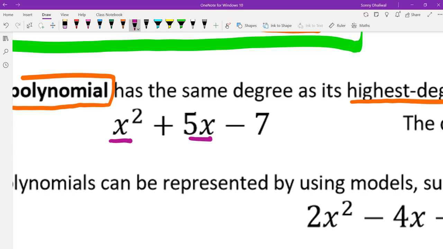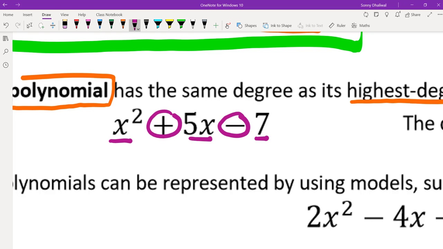1, 2, 3 terms, remember? Separated by the plus and minus sign. Right? So this is where things start getting a little confusing, not because each individual thing is hard, but because there are lots of little definitions. So now looking at each one of these terms, what is the degree of each of these terms?